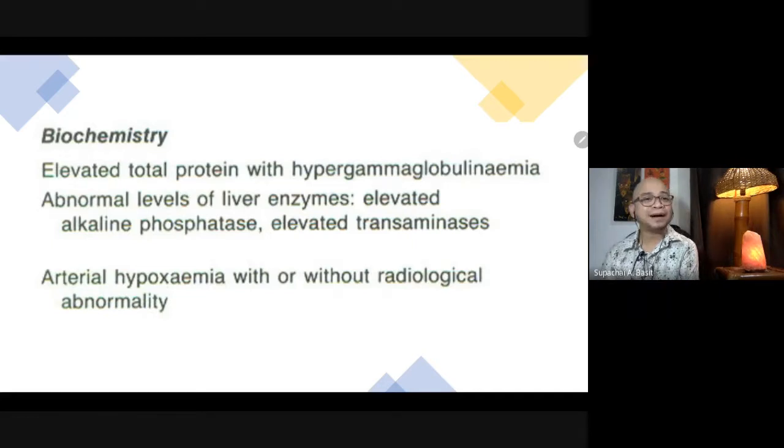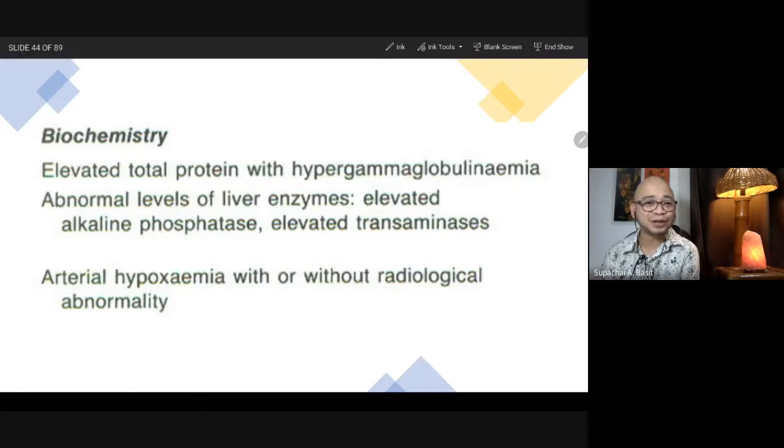In biochemistry, there would be elevated total protein with hypergammaglobulinemia, abnormal level of liver enzymes. This is attributed to elevated alkaline phosphatase and transaminases such as SGPT and SGOT. And then there would be arterial hypoxemia with or without radiological abnormality.